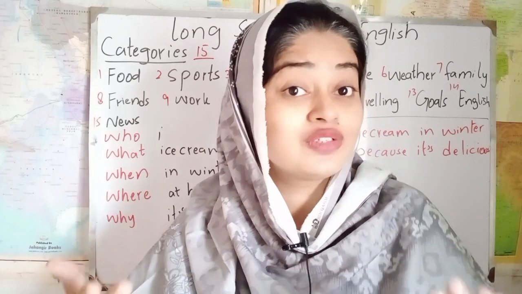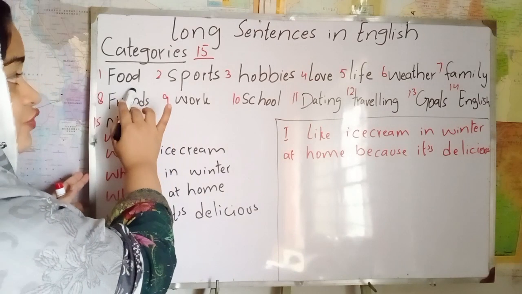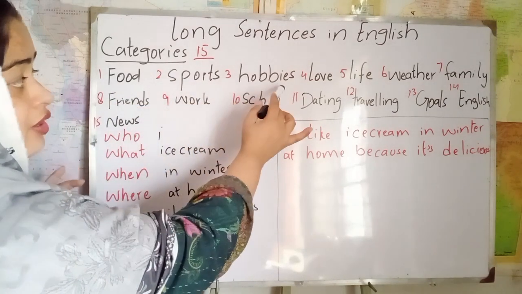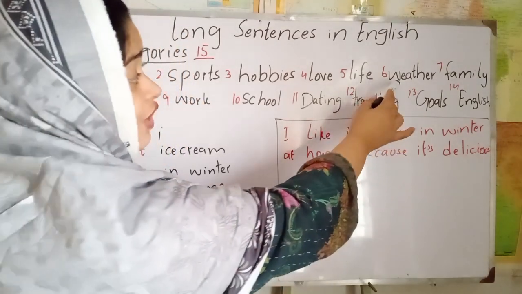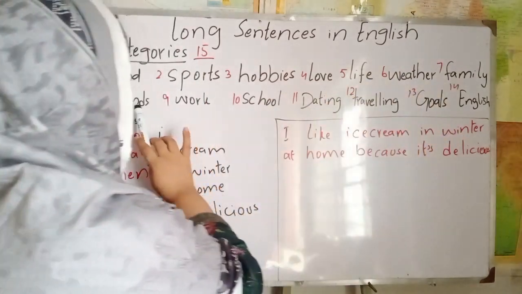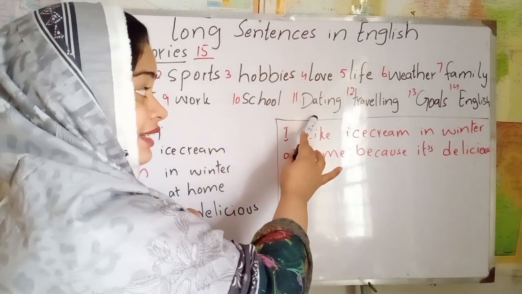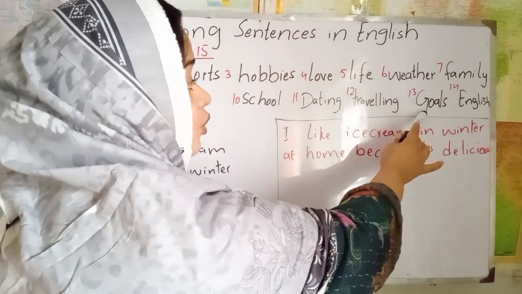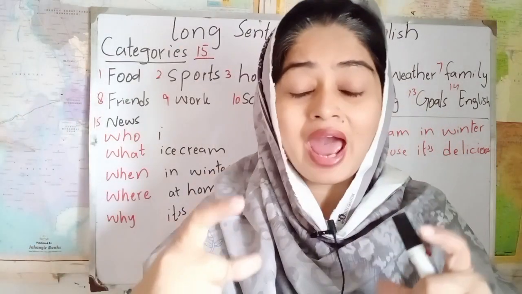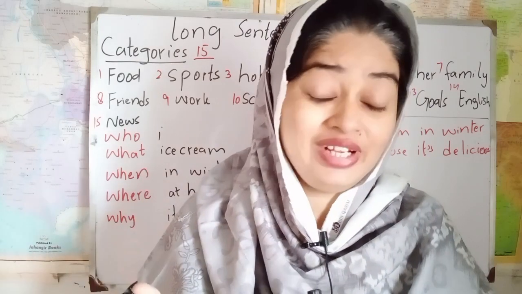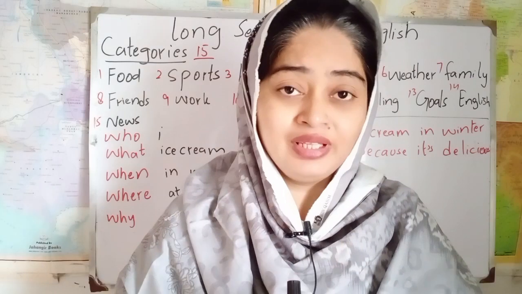Now, what are those 15 categories? Let me name them. First, food, sports, hobbies, love, life, weather, family, friends, work, school, dating, traveling, goals, English, and news. Like this, you have to write down these 15 categories on the very first page of your study notebook.